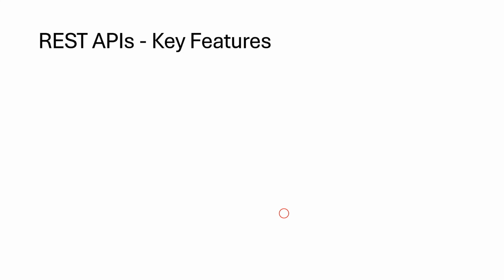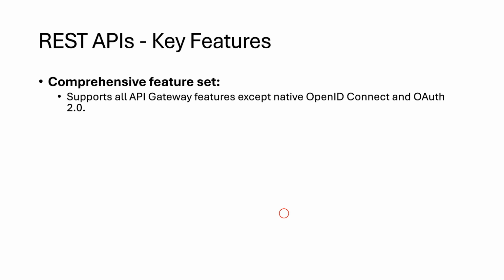Okay, so moving on to the next slide, that is about REST API key features. Now, REST APIs are much more feature rich. They support all API Gateway capabilities except for native OAuth 2.0 and OpenID Connect. So these two are not included if you are using REST APIs, but in the case of HTTP API, these features come natively to you. Okay, so this makes REST API great for building complex enterprise level solutions.